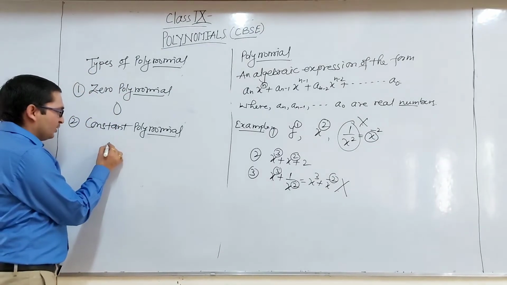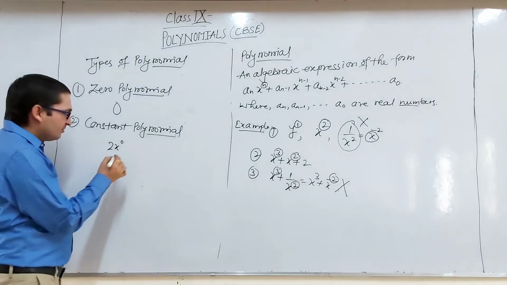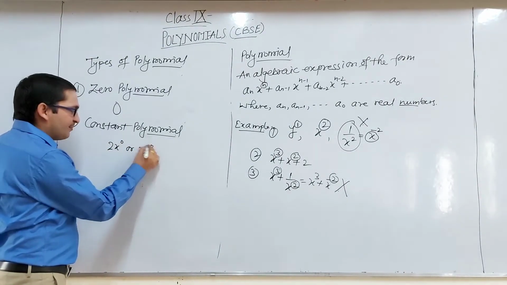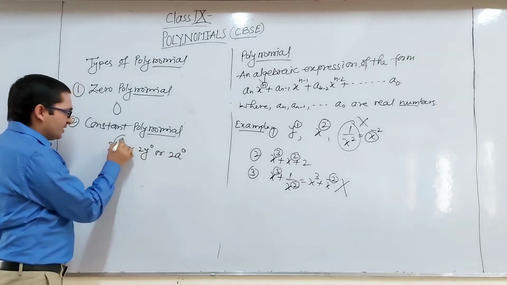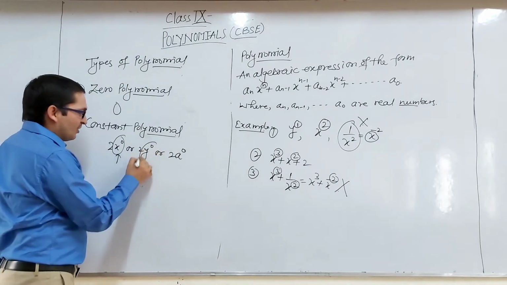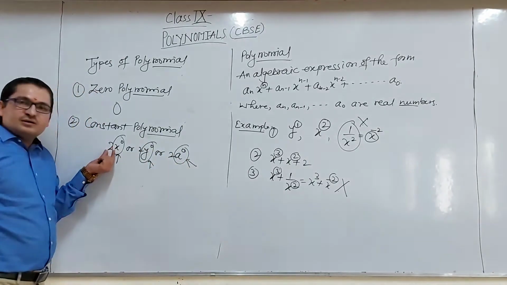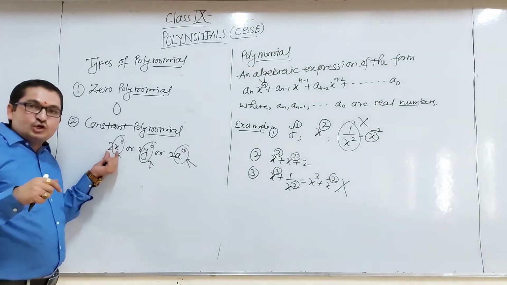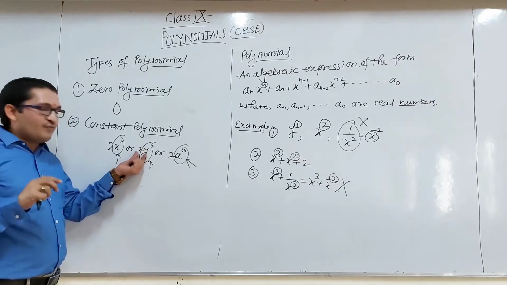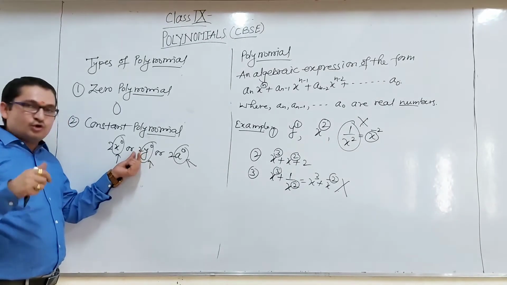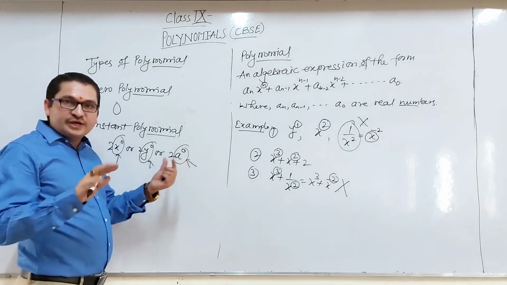Suppose that I have written 2. I can write 2x raised to power 0, or 2y raised to power 0, or 2a raised to power 0. What is the value of x to the power 0? 1. What is the value of y to the power 0? 1. What is the value of a to the power 0? 1. So whether you take 2x raised to power 0 or 2, there is no difference in the value. Similarly, 2y raised to power 0 or 2, no difference. 2a raised to power 0 or 2, no difference.